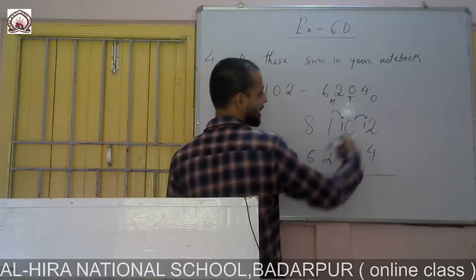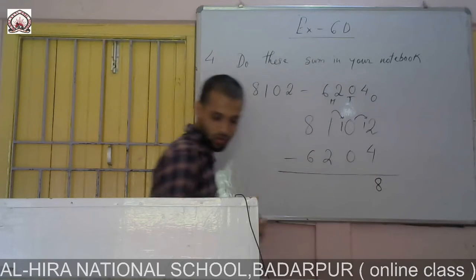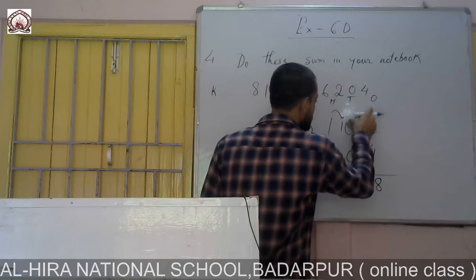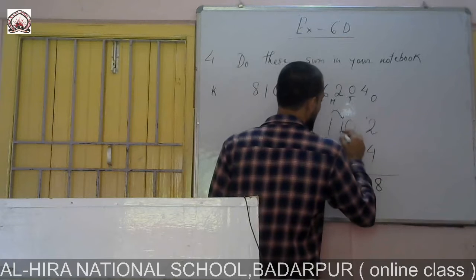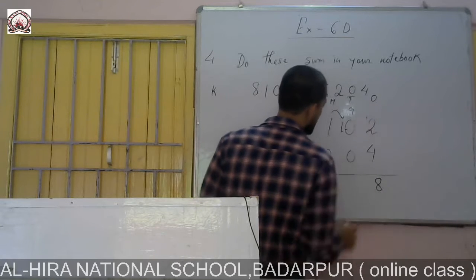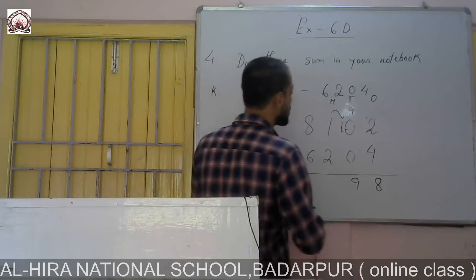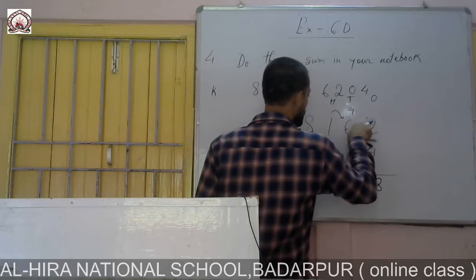Instead of 2, here we will get 12. So 12 minus 4 equals 8. Now here, as we have taken 1 from there, instead of 10 we will get 9. So 9 minus 0 equals 9.